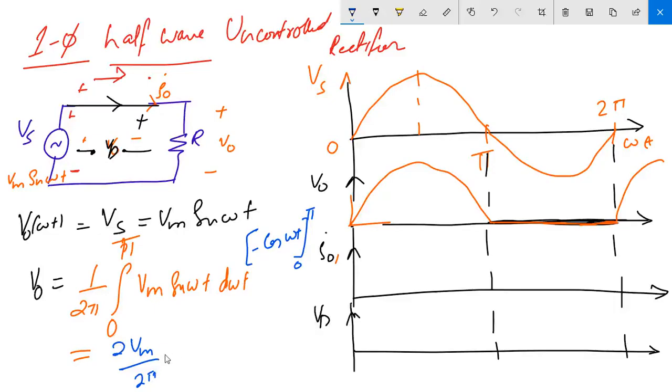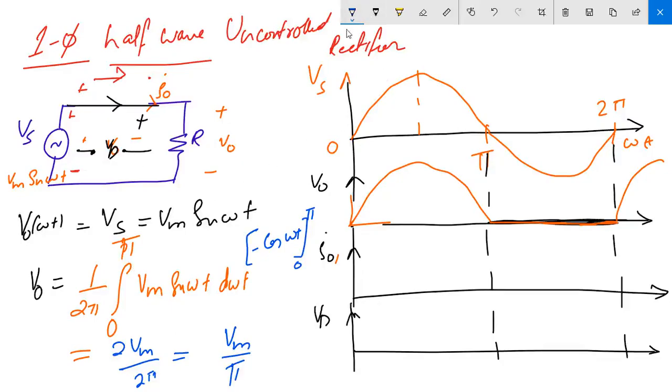So you will actually get 2 Vm by 2 pi, so your final voltage will be Vm by pi. So this is the average voltage which you are going to get from this rectifier.